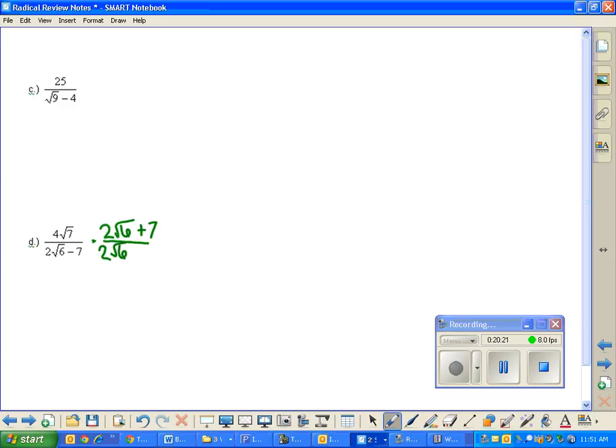2 square root of 6 plus 7, top and bottom. All right, we have some distributing to do. Four times 2 is 8. 7 times 6 is 42. 4 times 7 is 28. Square root of 7.